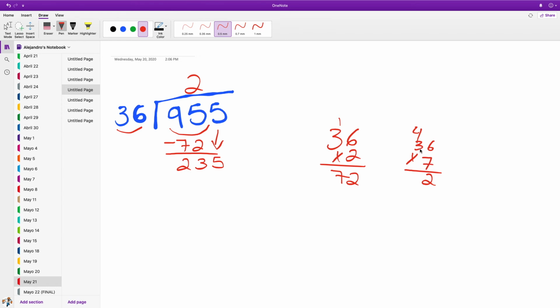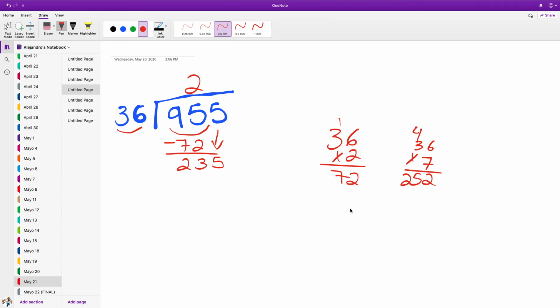So 7 times 3, 21, right? 21 plus 4, 25. What do you think about this number, guys? I got 252. Can I put it here? No, guys, because 252 is greater than 235. So that means that I need to go a little bit down, right?